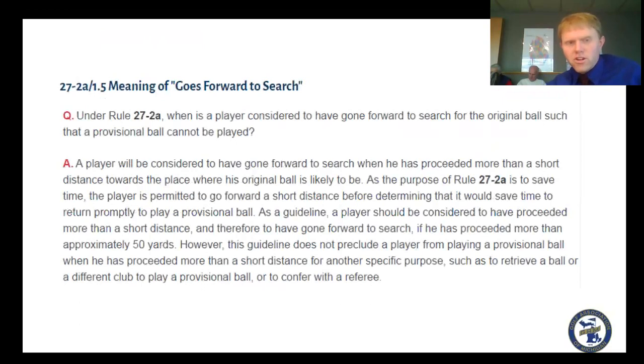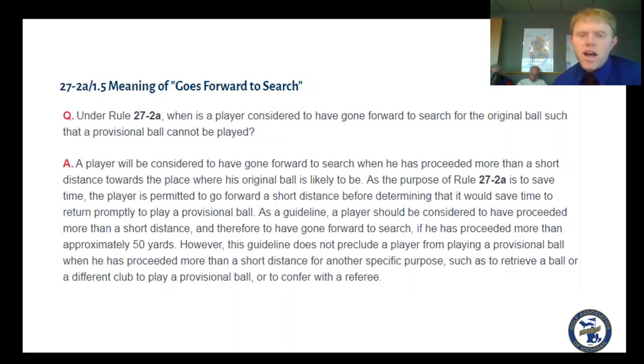So this decision here, 27-2A/1.5, talks about what it means to go forward to search. A player will be considered to have gone forward to search when he has proceeded more than a short distance towards the place where his original ball is likely to be. As the purpose of Rule 27-2A is to save time, the player is permitted to go forward a short distance before determining that it would save time to return promptly to play a provisional. As a guideline, the player should be considered to have proceeded more than a short distance and therefore to have gone forward to search if he has proceeded more than approximately 50 yards. So 50 yards is their thing.